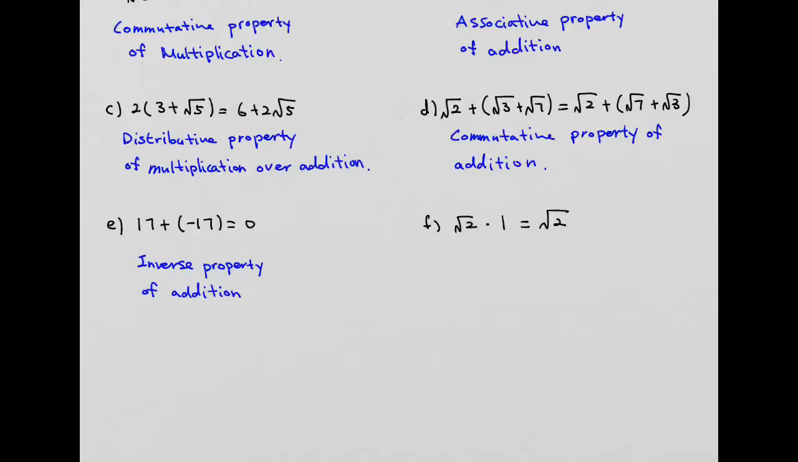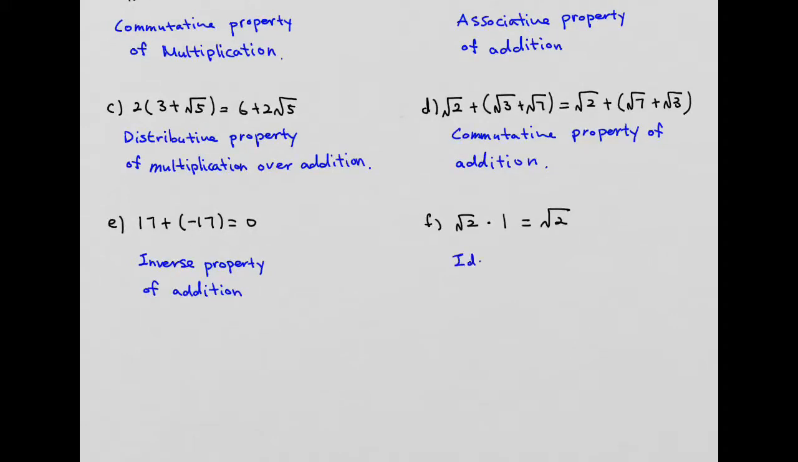The next one, I have square root of 2 times 1 is equal to square root of 2. So this is showing that whatever you multiply by 1 gives you itself, right? And we call this the identity property. Because any number you multiply by 1, you end up getting itself. And it was multiplication.